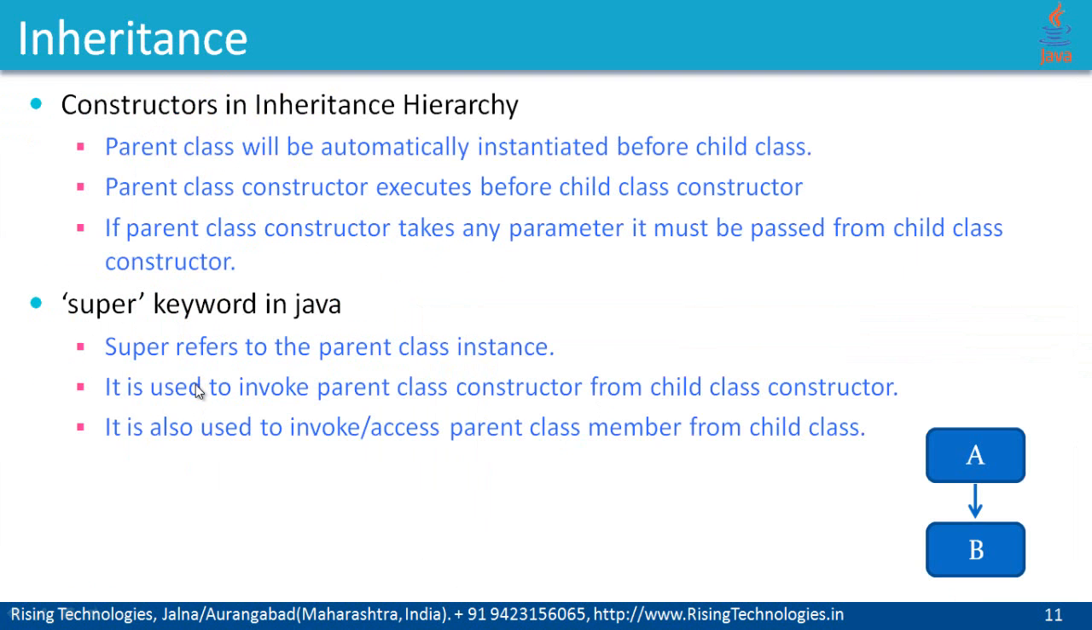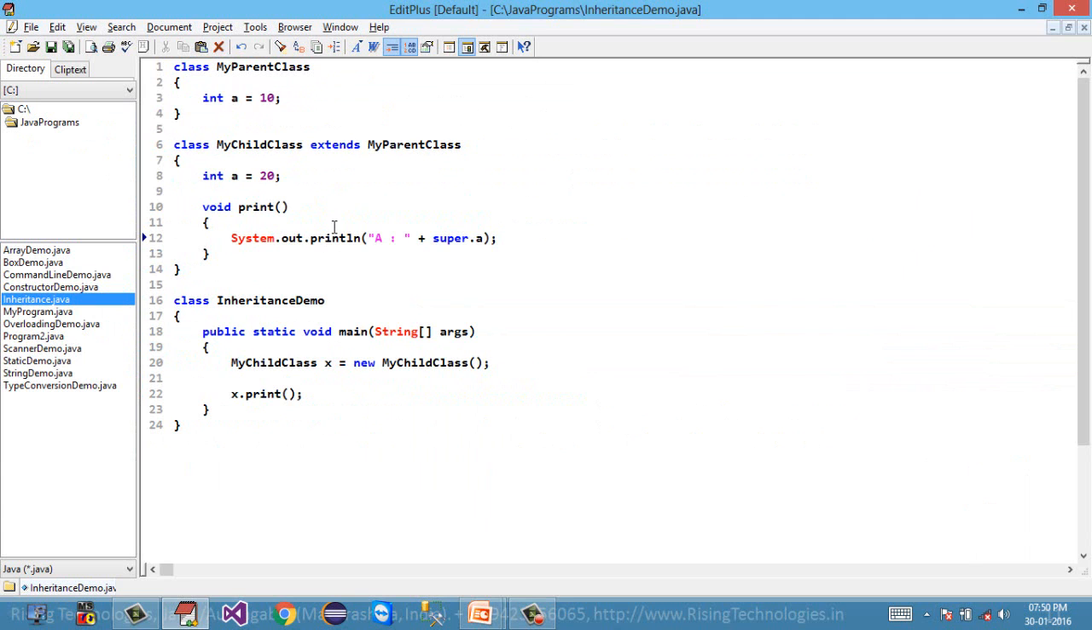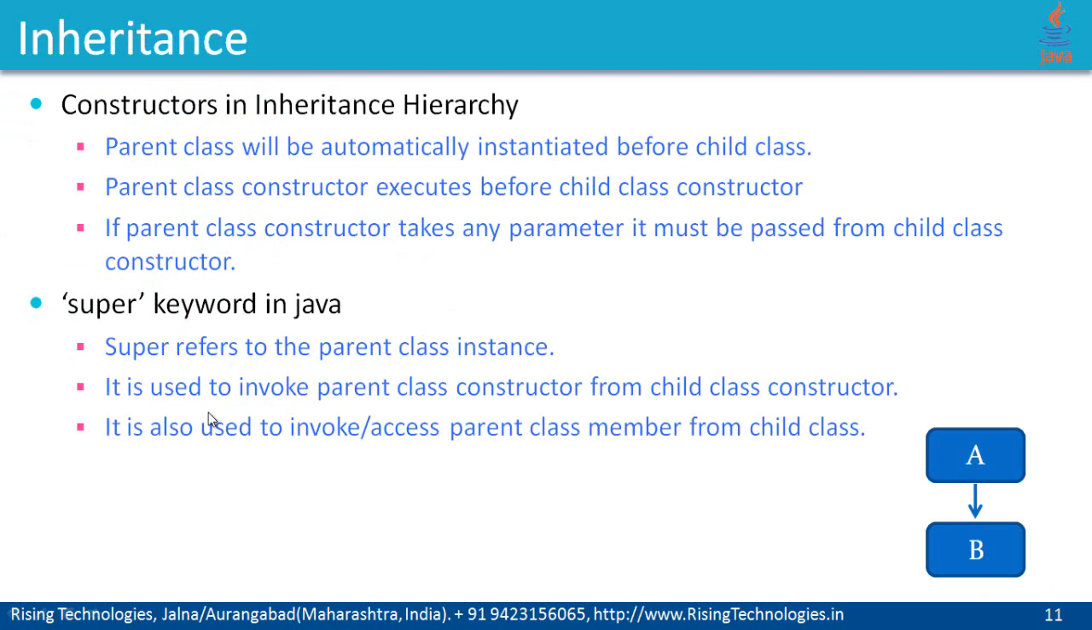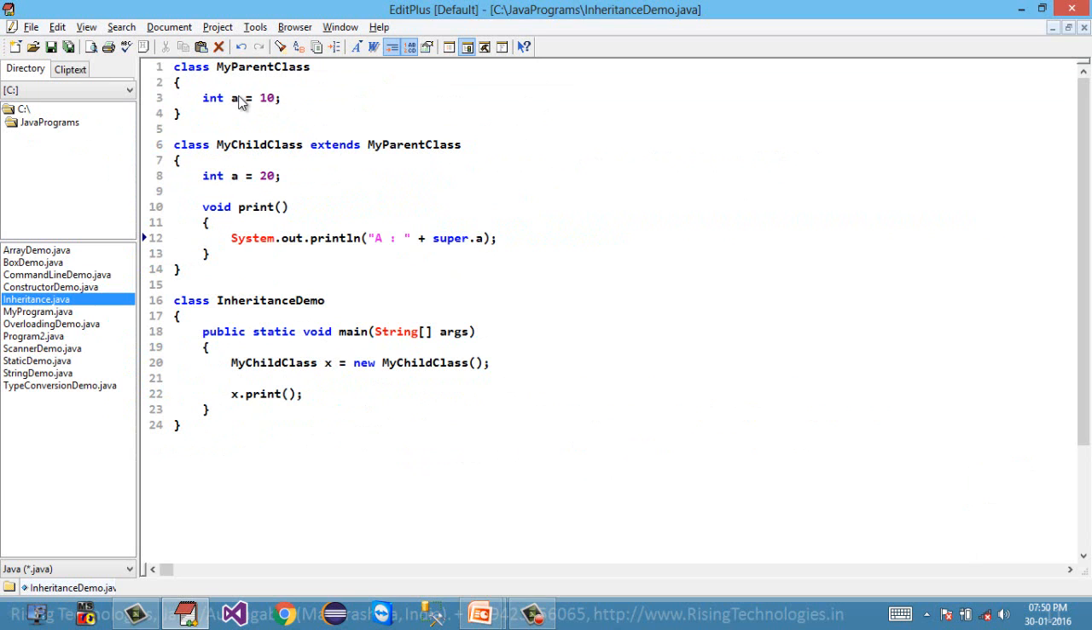So there are two different usages of the super keyword. First, you can invoke the parent class constructor from the child class constructor using the super keyword. There are a few rules. That means super should be the first statement in the child class constructor. The other use of the super keyword is that using this you can invoke or access parent class members from the child class. That means I am accessing this variable using the super keyword.